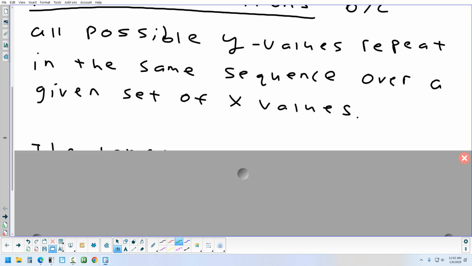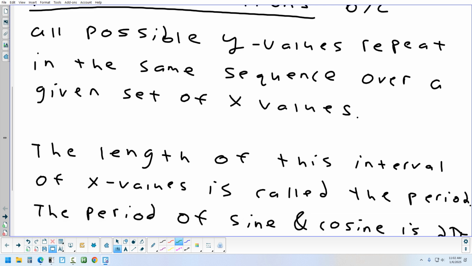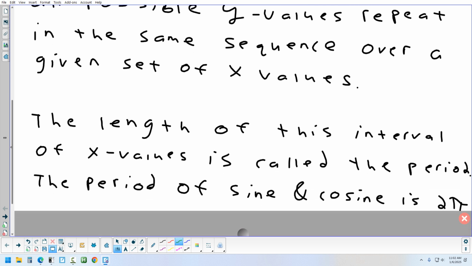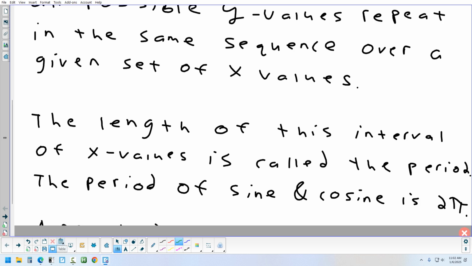Okay, so the length of that interval, the length of that cycle before the graph repeats itself is 360 degrees, or 2 pi radians. That's the length of the interval before the graph starts to repeat.